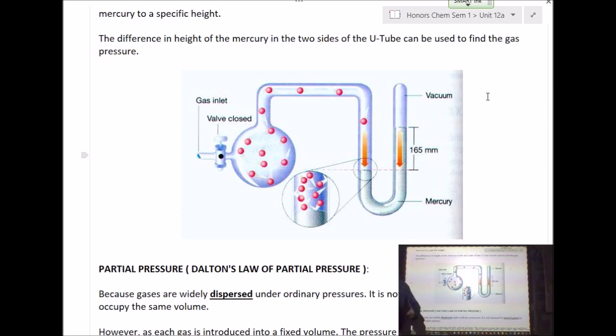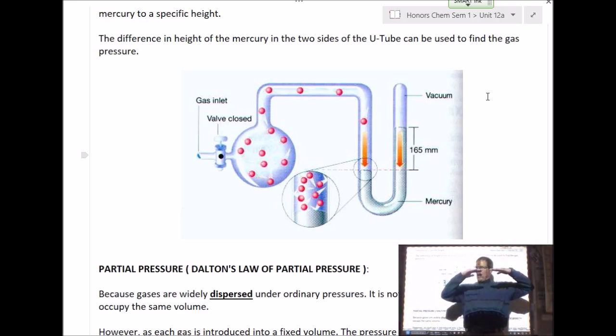Now, to make this more complicated than it really needs to be, the difference in the height gives us a pressure reading. Hypothetically, if we introduced the gas into this closed-ended manometer and the height of the mercury was 165 millimeters, what is the pressure in millimeters of mercury? 165. Very good. We start off level, we introduce the gas, and the gas pushes down the mercury here but elevates it here. So the difference in height is 165 millimeters.